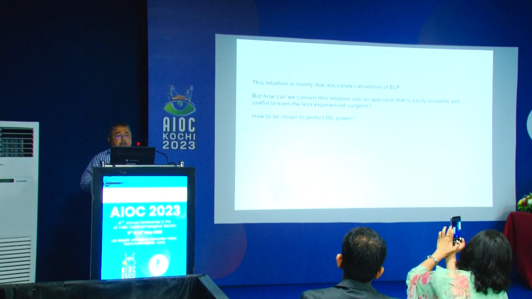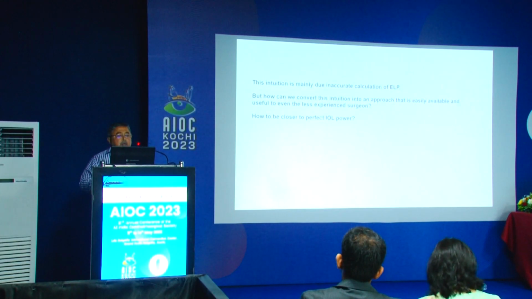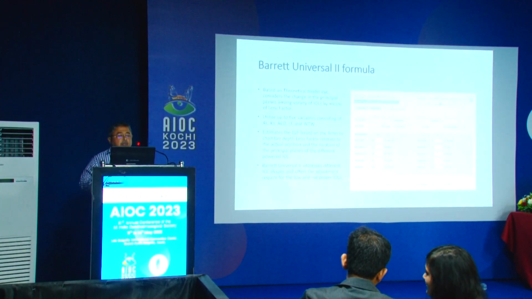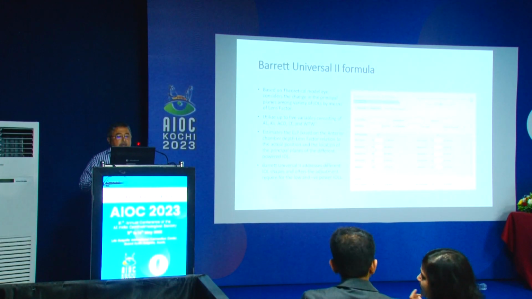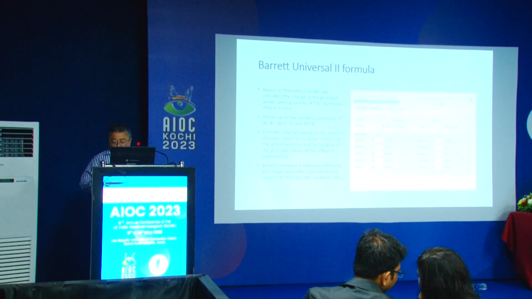This intuition is mainly due to inaccurate calculation of expected lens position. But how can we convert this intuition into an approach that is easily available and useful to less experienced surgeons? How do we get close to the perfect IOL power? We have the Barrett formula. This is again a regression formula, but here the expected lens position is calculated very accurately, but how it is calculated is not known.